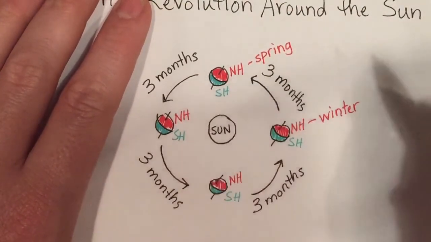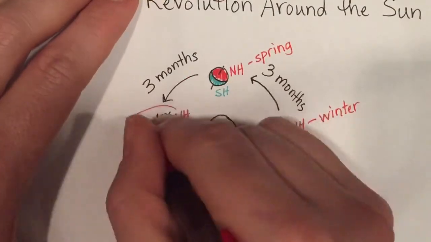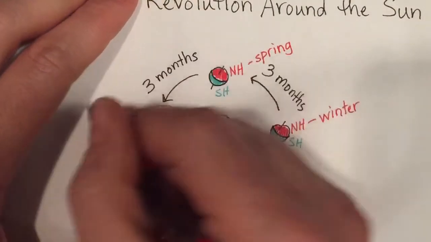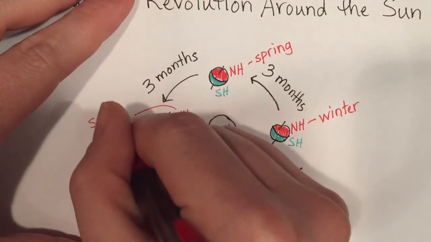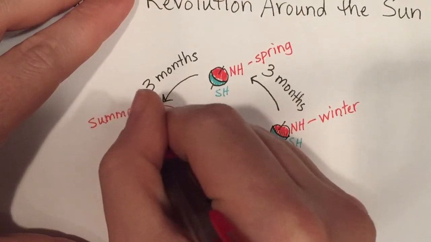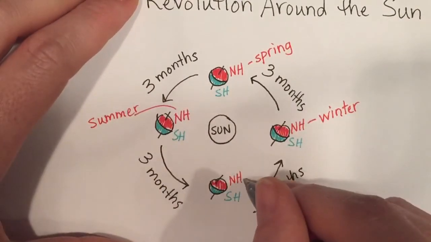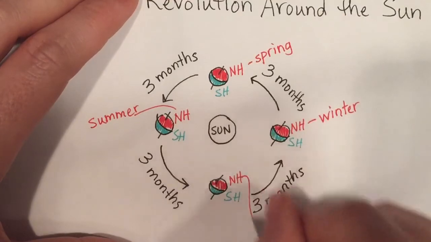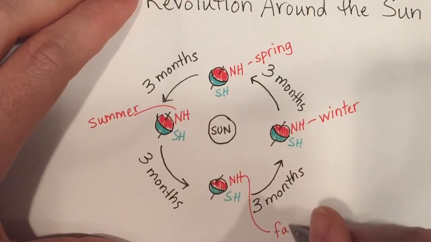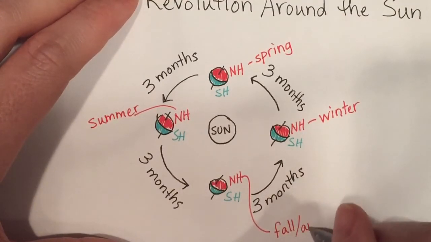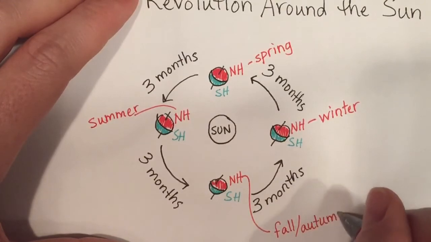3 months later, it is summer. 3 months later, it is fall, also known as autumn.